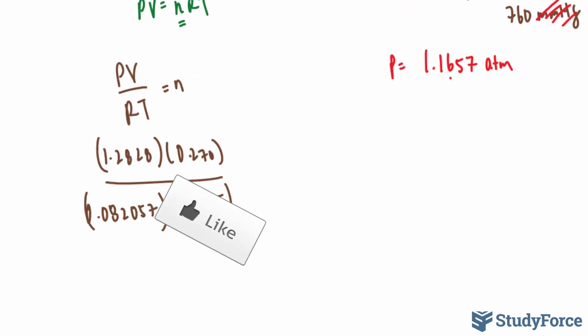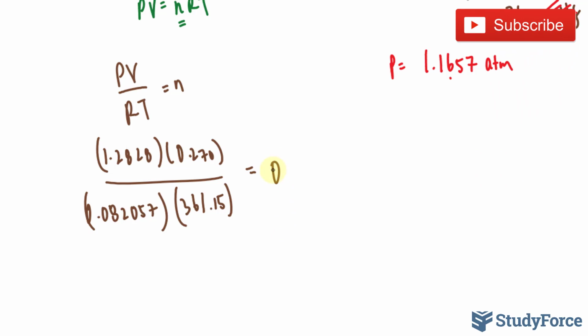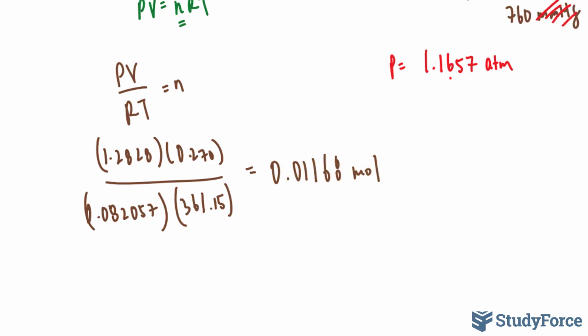Our final answer needs to be reduced down to 3 significant figures as well. Not the number that we get here, but the number that we get when we find the molar mass. Let's use our calculator for this. Taking the number that I have on my screen times 0.270 divided by everything in the denominator of this fraction, that's the gas constant times the temperature. And we end up with 0.01168, and this is the number of moles.